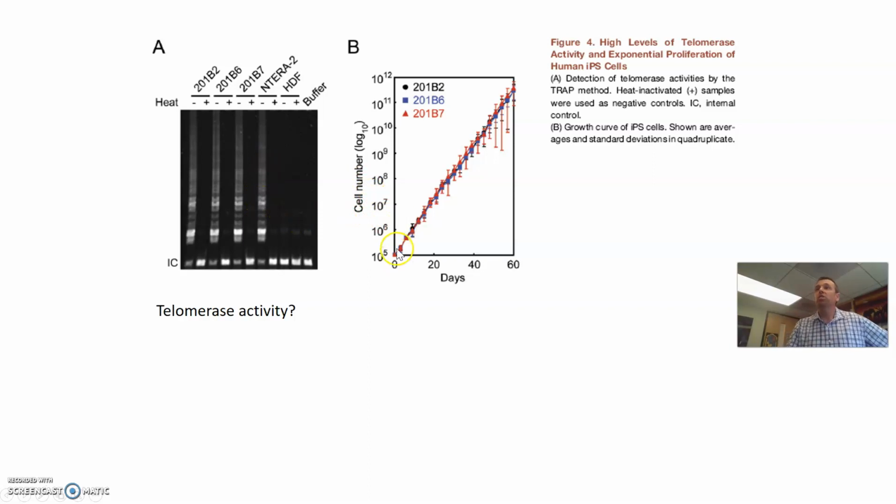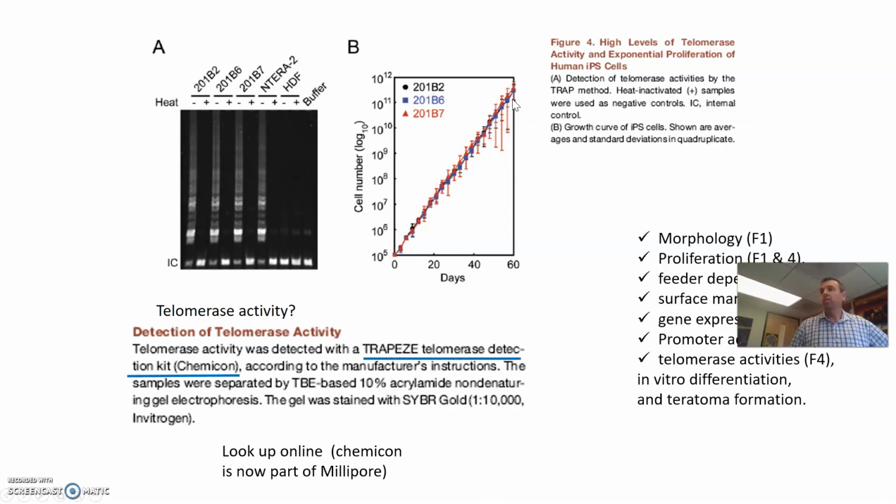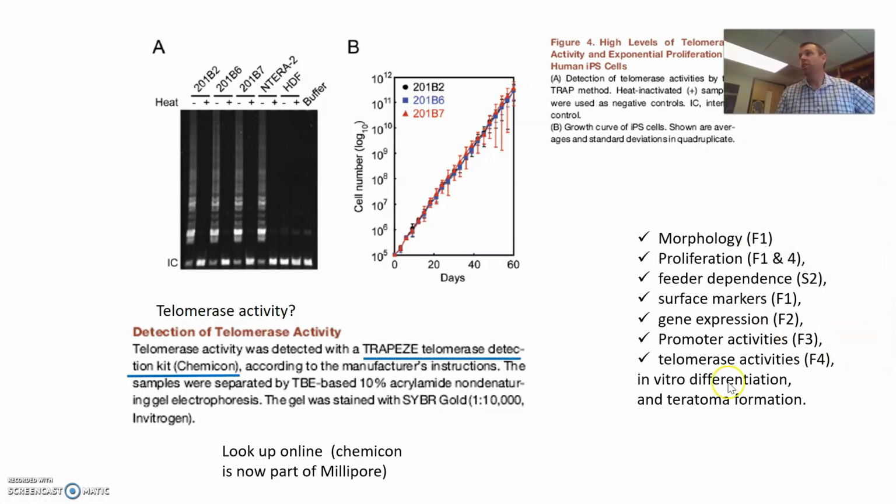And here's cell number, so basically you're looking at proliferation, and the cells are continuously growing and growing and growing, so they're dividing indefinitely. And so now we basically have shown, in addition to what we had before, telomerase activity and proliferation. So basically at this point we have shown that our induced pluripotent stem cells are looking like, acting like, behaving like, and expressing genes and proteins similar to embryonic stem cells. They are no longer fibroblasts, they're now stem cells.